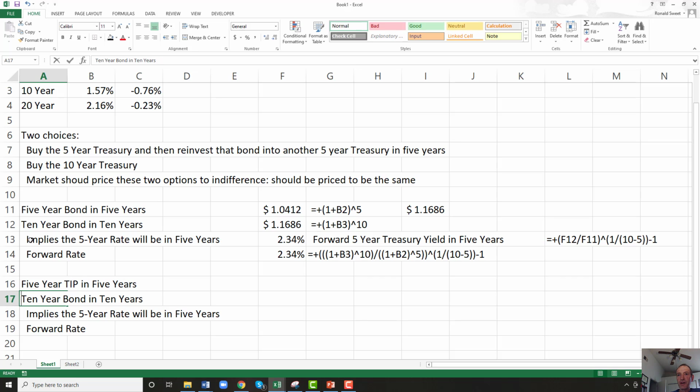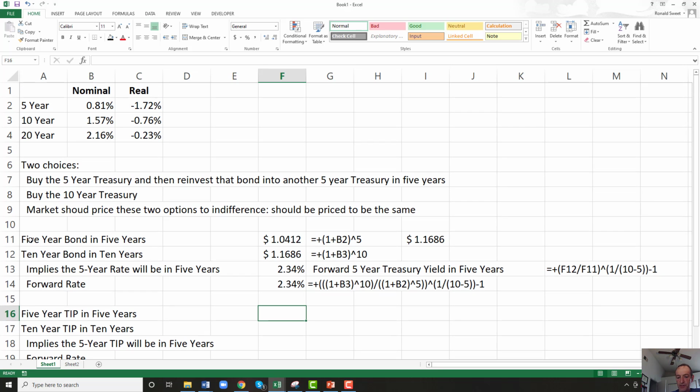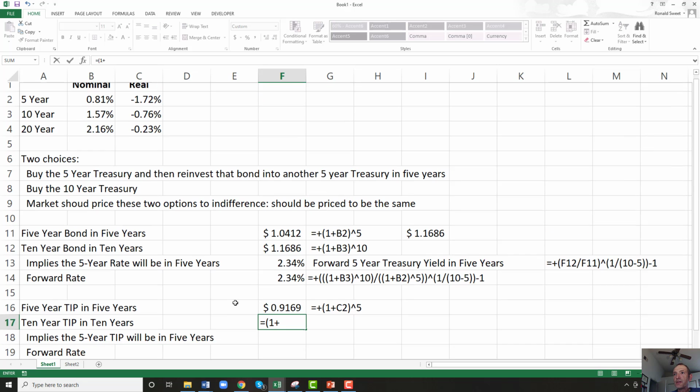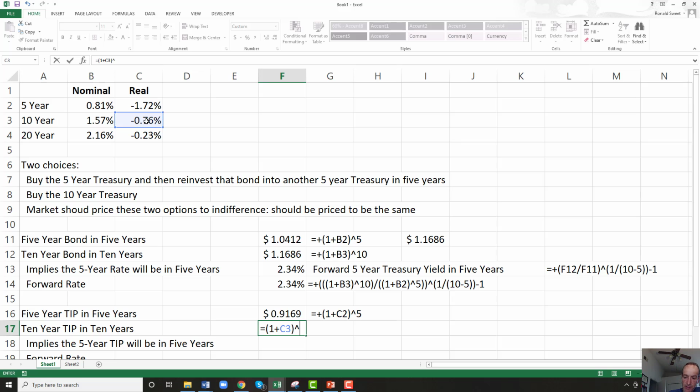The 5-year TIP in 5 years, the 10-year TIP. Now here we're just looking at the real return. But everything else is exactly the same. The formulas are exactly the same. So we take 1, even though we're going to get numbers less than 1, plus the 5-year, raise it to the 5th. And then the same thing with the 10-year TIP. We take 1 plus the 10-year TIP, raise that to the 10th. That gives us our value there.